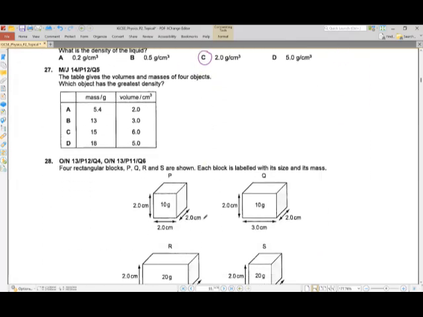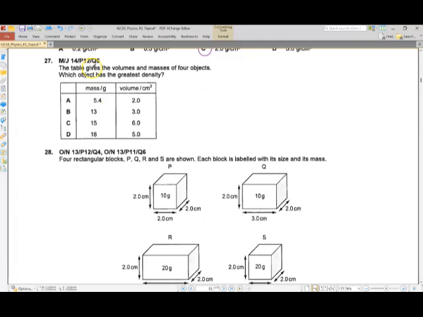Okay, moving forward. Question number 27. The table gives the volumes and masses of 4 objects. Which object has the greatest density? Okay, we have the mass, we have the volume. We will use our formula to calculate density, that is m over v. So for the first one, mass is 5.4 and the volume is 2. So this is going to give us 2.7.